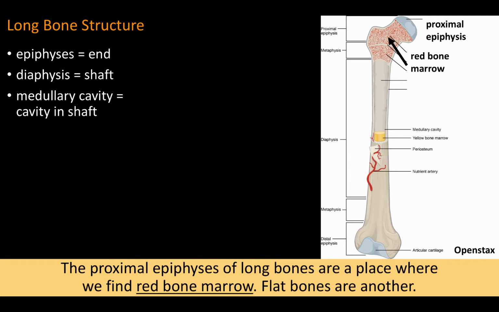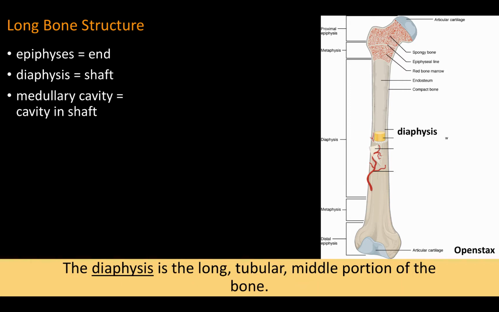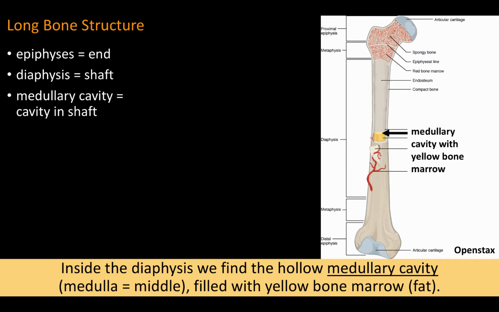The diaphysis is the long, tubular middle portion of the bone. Inside the diaphysis, we find the hollow medullary cavity. Medulla equals middle, filled with yellow bone marrow, fat.